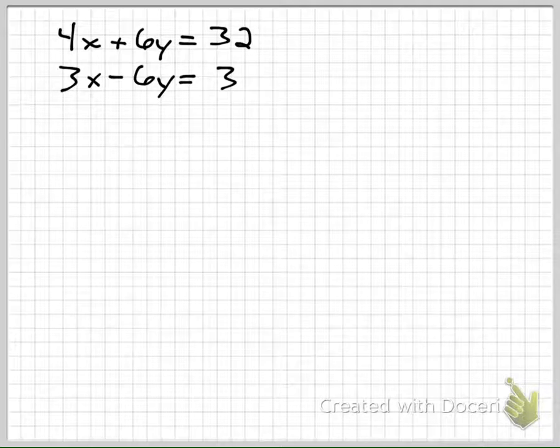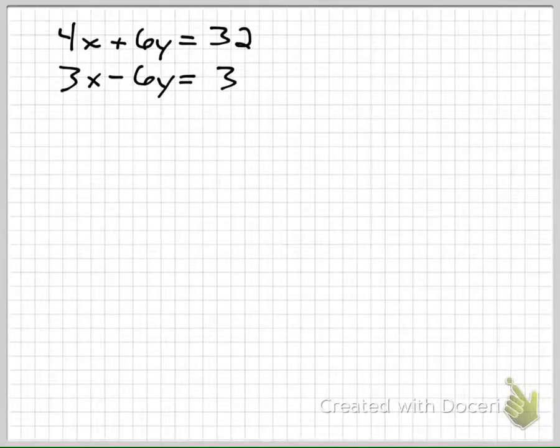A different method is what's called elimination. Okay, we're going to eliminate something. We're going to eliminate by adding or subtracting here. Here's how you eliminate, so pay close attention. We're going to either add these two equations together, or we're going to subtract them from each other. This is the whole purpose behind this.